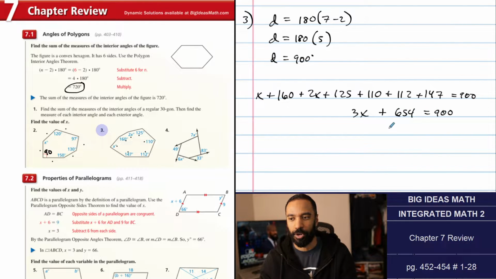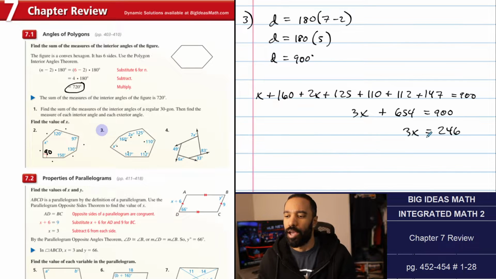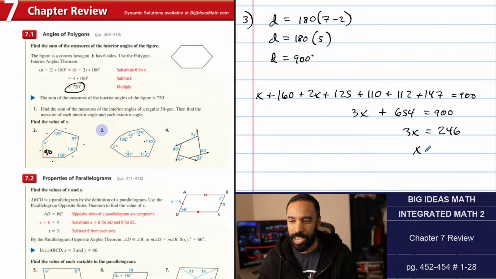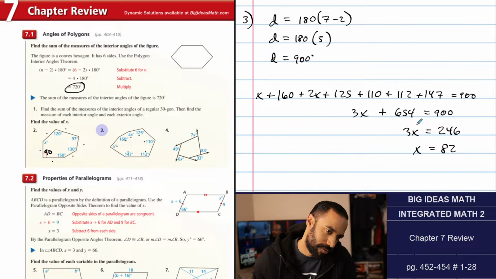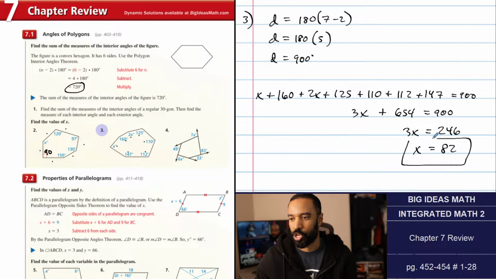It looks like it will be. There's no reason why I don't think this will. 3x equals 246. That doesn't sound right. No, yeah, it does. 246, yeah. Divide by 3, x is 82. Does that look like an 82? Actually, I can't tell if it does. Let's just hope that that's correct.